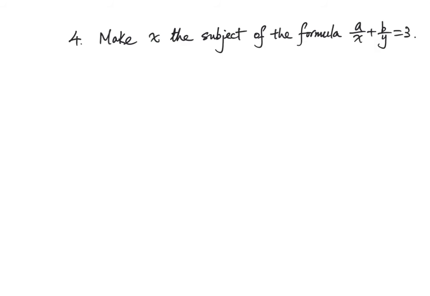Here is the last example for this extra hard level. The formula is a over x plus b over y equals 3. We want to make x the subject of the formula. So here we see there are two denominators. So first of all, we need to remove all the denominators at the same time. So we need to multiply the product of the denominators, x times y, which is xy. So we multiply xy on both sides.